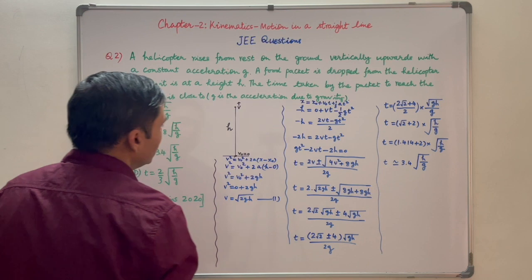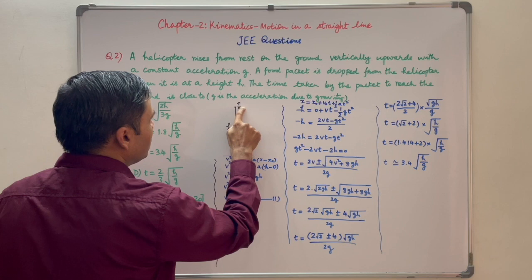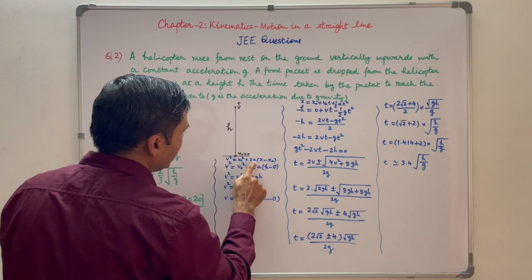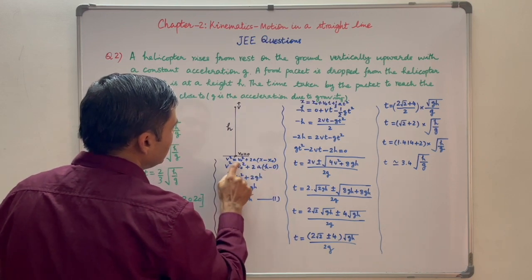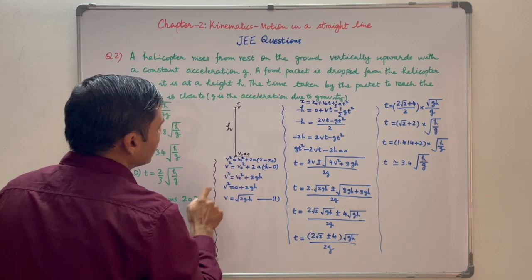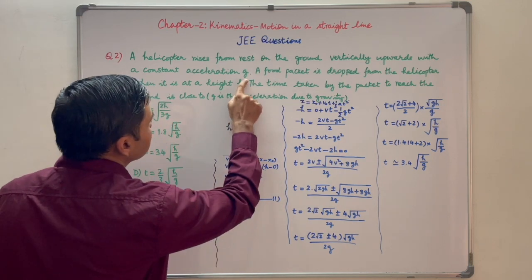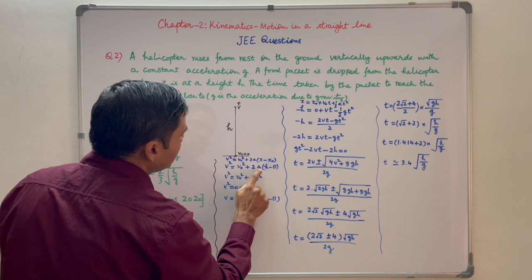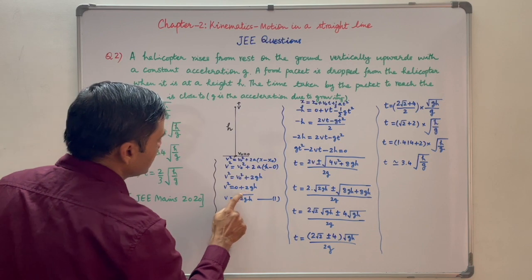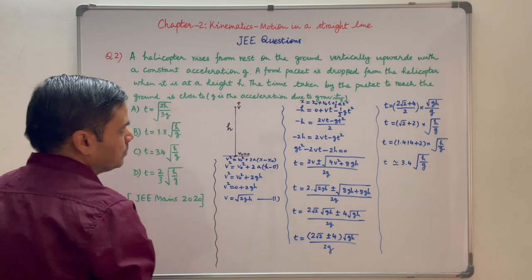So let us start. First we will calculate the initial velocity of the food packet when it was dropped. So v square is equal to v0 square plus 2a into x minus x0. Here v0 is 0 and x0 is 0 when the helicopter is starting. So v square is equal to v0 square plus 2 into a. A is given as g. So it will be 2 into g into h minus 0. So v square is equal to 0 plus 2gh, means v is equal to under root 2gh. So this is our first equation.